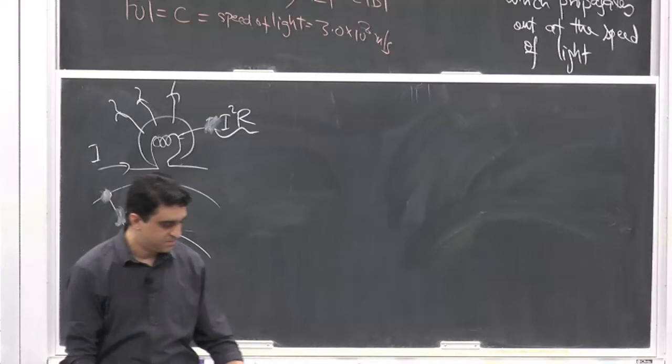So you would have E cross B. E would still be along the x-axis. So in this case it's the plus axis, in this case it's the minus axis, and B would be like this. Because E cross B should also always give you the propagation direction.